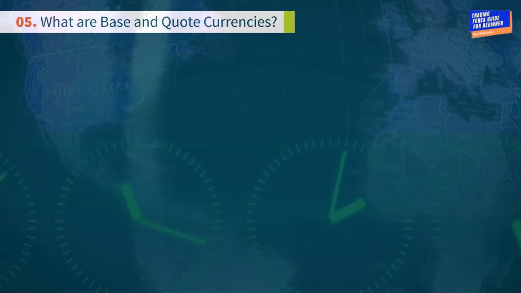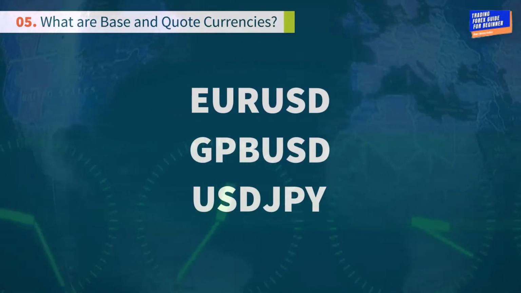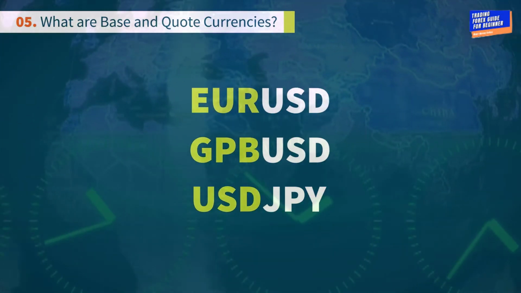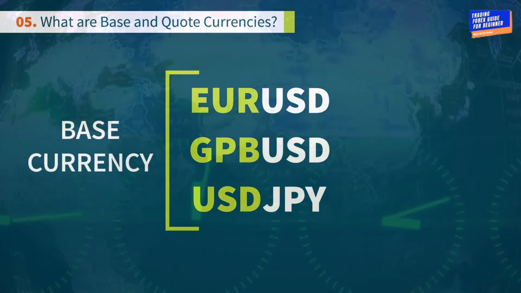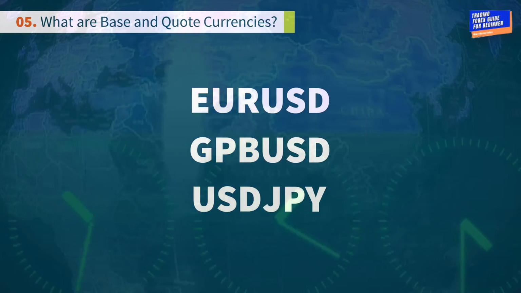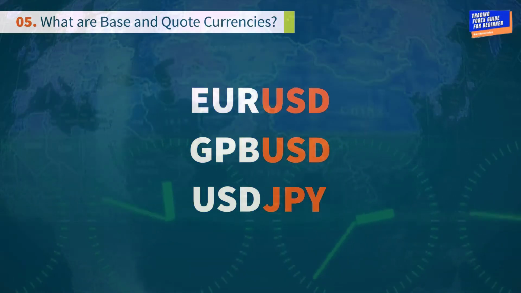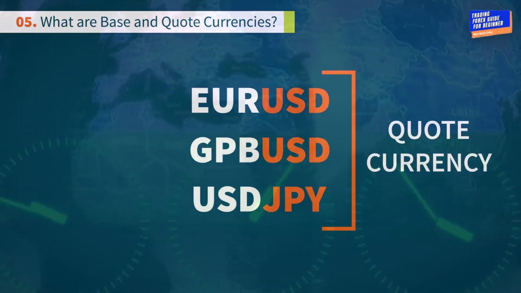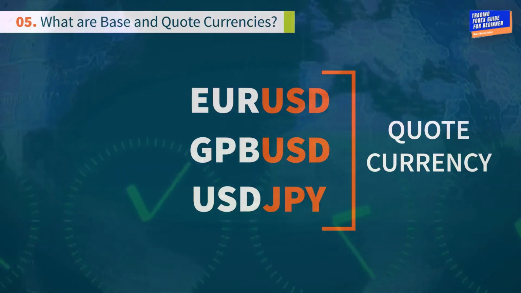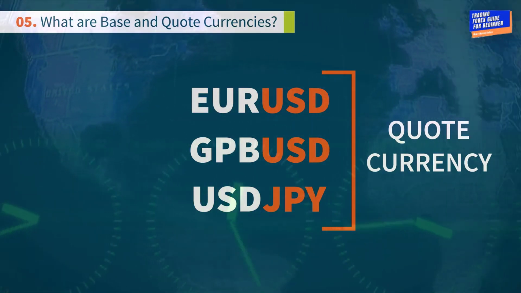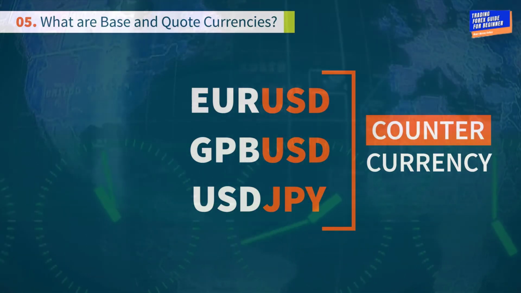In Forex, currencies are traded in pairs. The first currency in a pair, highlighted here in green, is called the base currency. The second currency in a pair, highlighted here in orange, is called the quote currency. The quote currency is sometimes referred to as the counter currency.